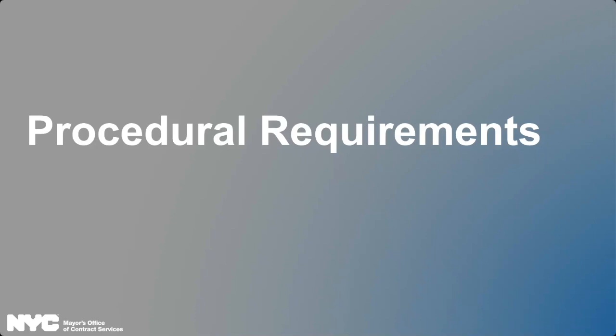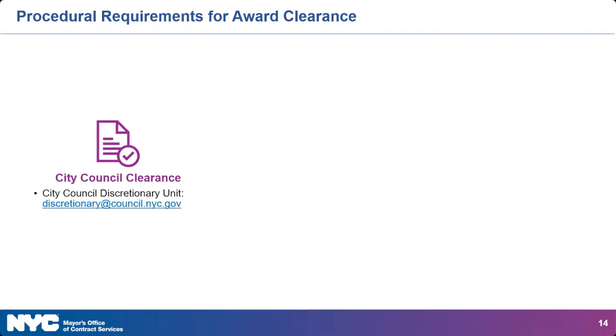Next, we'll be talking about the procedural requirements for award clearance. So what are the procedural requirements for award clearance? It's important to note that the City Council clearance is considered a procedural requirement. If any of your awards are currently pending City Council clearance, please reach out to the City Council discretionary unit at discretionary@council.nyc.gov.